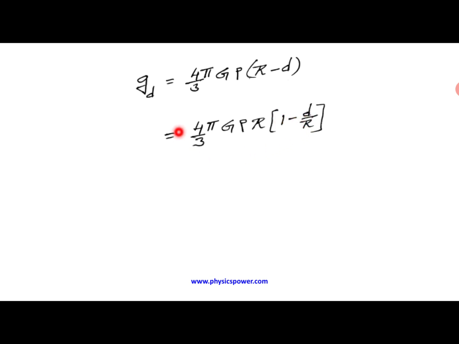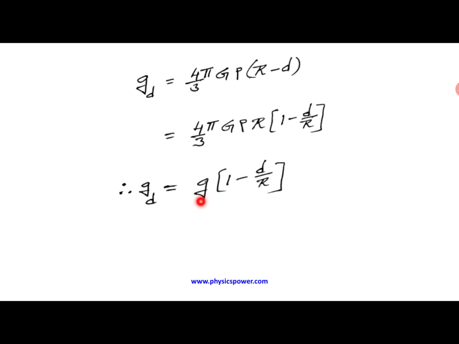Now what is 4 pi by 3 into capital G into rho into r? It is nothing but acceleration due to gravity on the surface. So we can write therefore gd equals g into 1 minus small d by r. According to this formula, even if depth is small, in kilometers, according to the dimension of the planet or earth, if d is a considerable value, then definitely 1 minus d by r is less than 1.